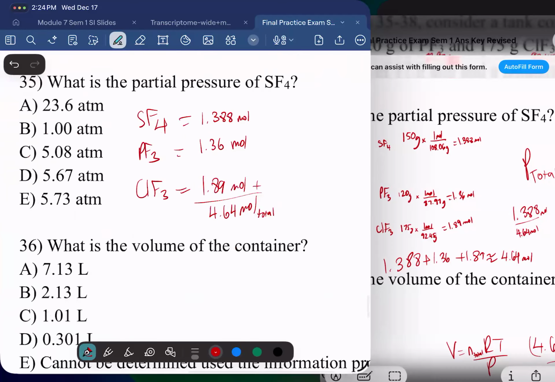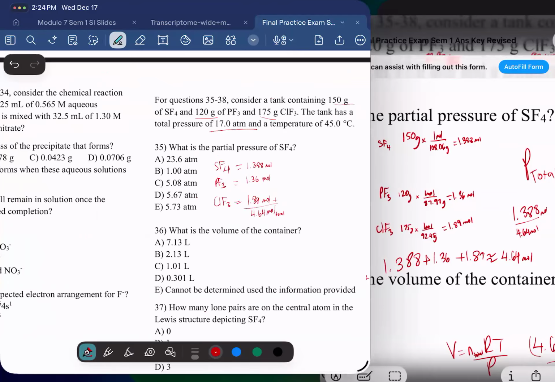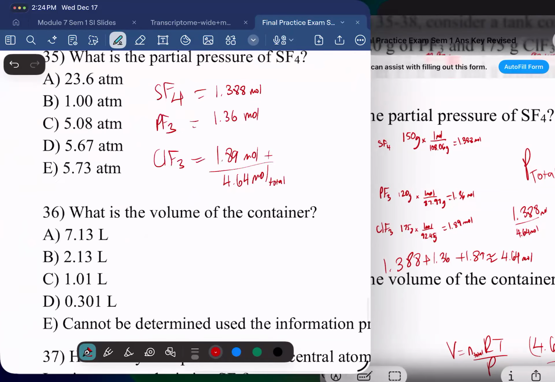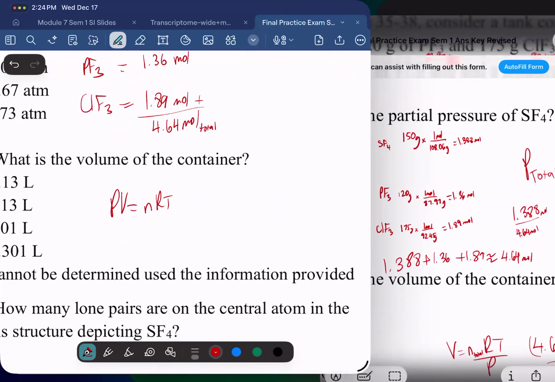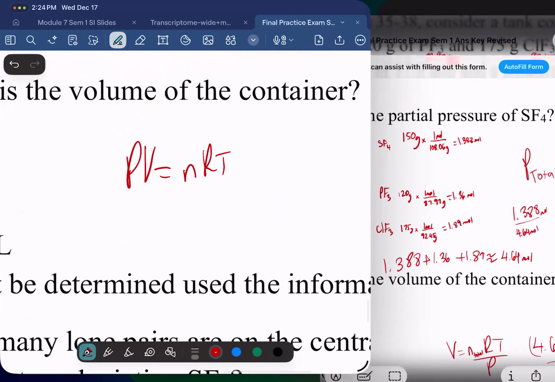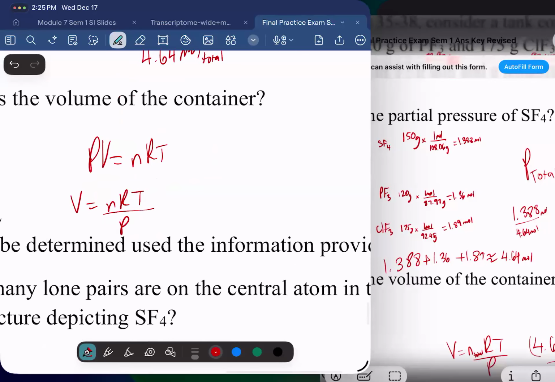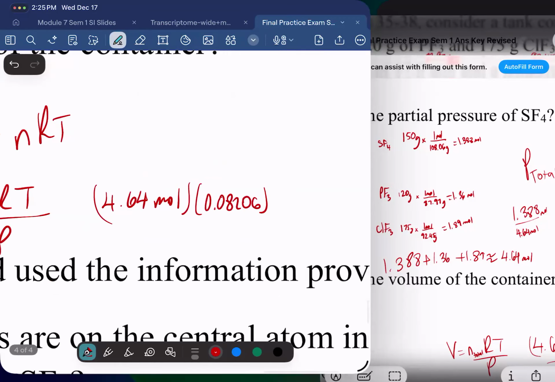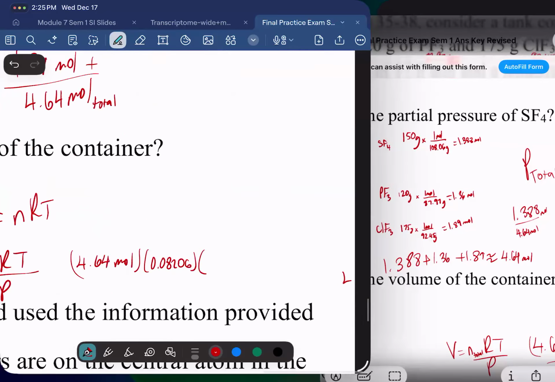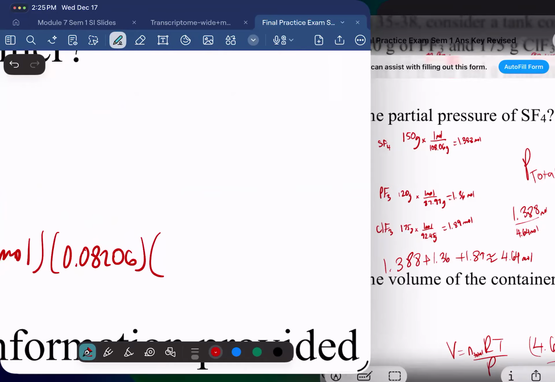And so from there, if we have a certain number of moles of gas in a container that has a total pressure of this, and a temperature, we can do PV equals nRT to solve for the volume. You might be asking how. We can use the total pressure. So V equals nRT. Because we have the total pressure, we can figure this out. So it'd be 4.64 moles times 0.08206 times 45 plus 273.